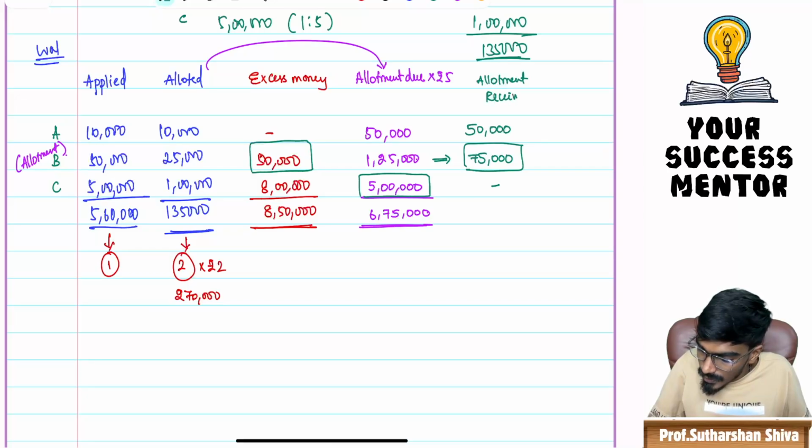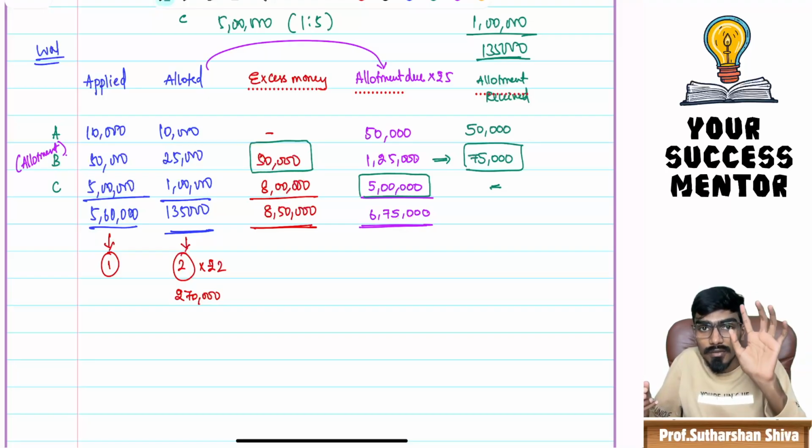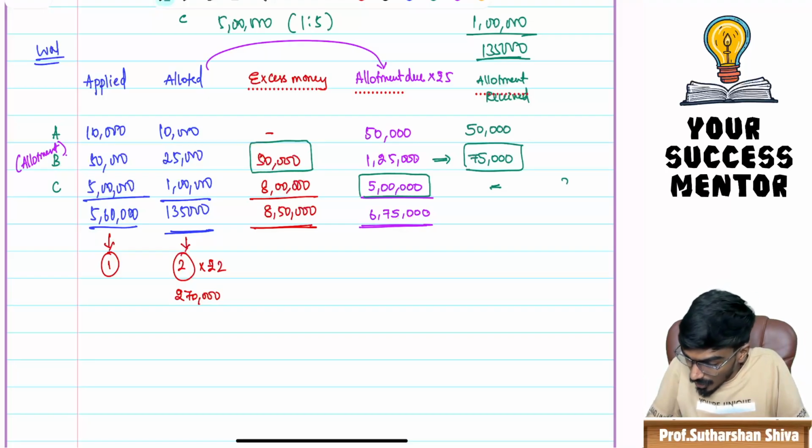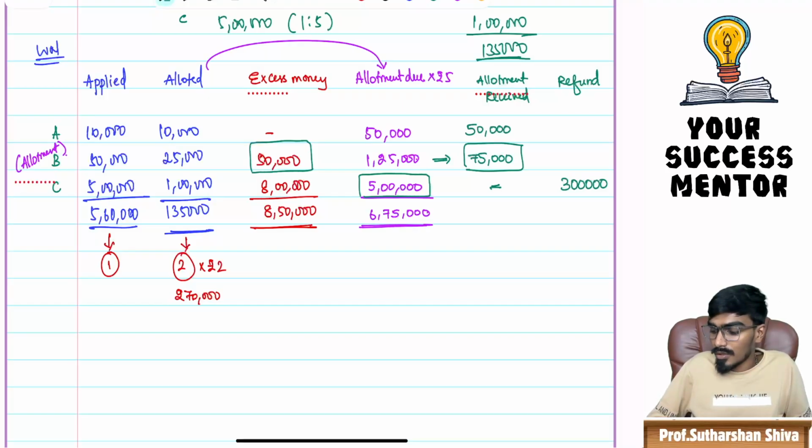Allotment money cannot be received from category C because from category C I already have 8 lakh excess. On that only, the question is saying you can adjust towards the allotment. So I will adjust 5 lakh towards allotment. How much is the refund to be done? 3 lakh is the refund you should give. Are you able to understand? No refund for category A, no refund for category B. Are you able to understand?